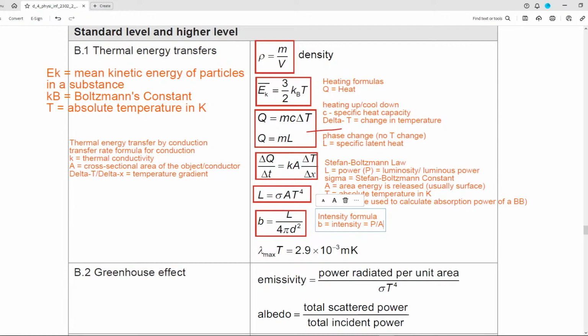So this has to be more generalized. That's where this formula comes from, the P over A. And P, of course, is luminous power. That won't change.